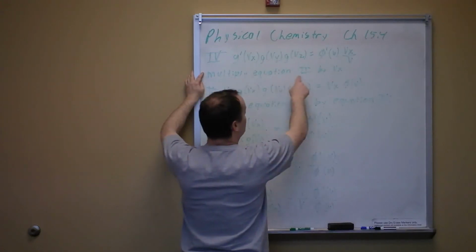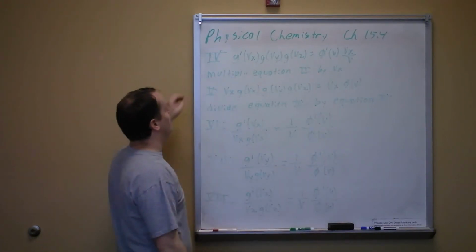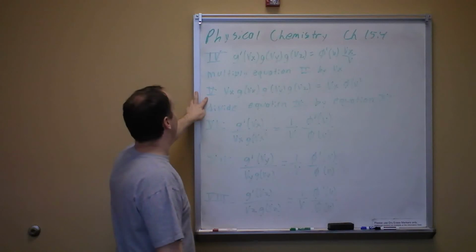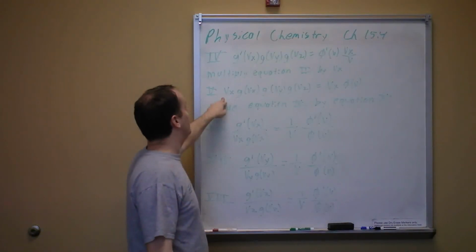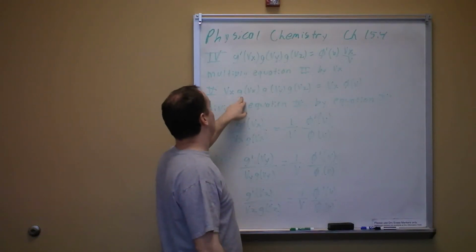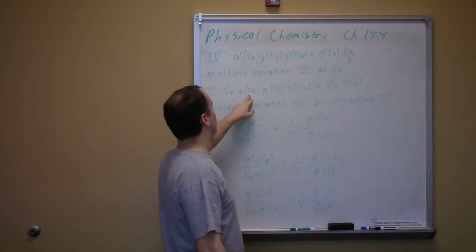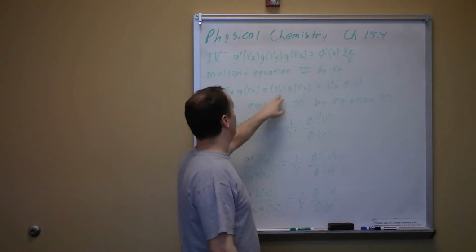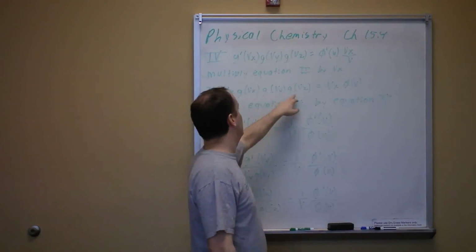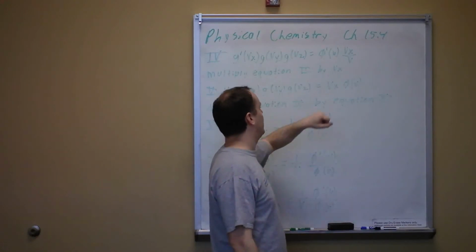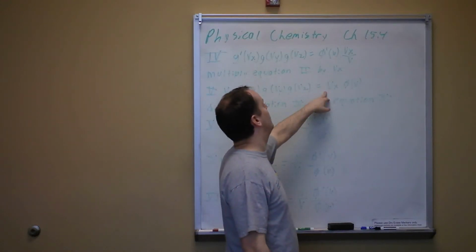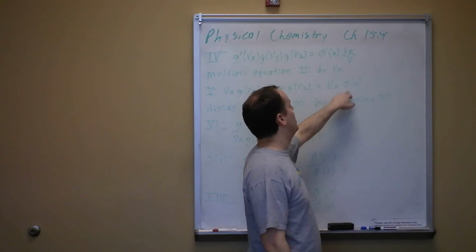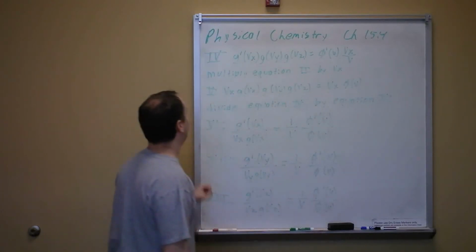Now we're going to take equation 2 and multiply that by the x component of velocity. That gives us equation 5. So we have the x component of velocity times the g function of the x component of velocity times the g function of the y component of velocity times the g function of the z component of velocity, and that's equal to the x component of velocity times phi of speed.